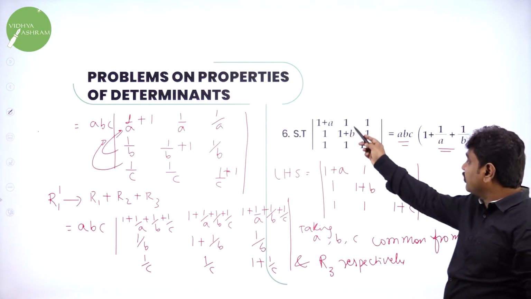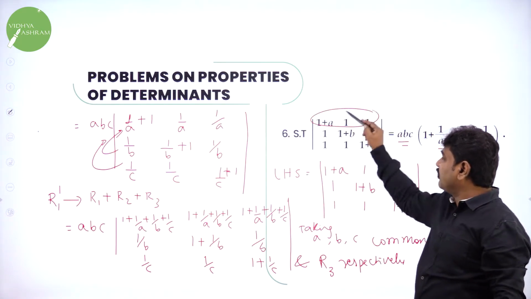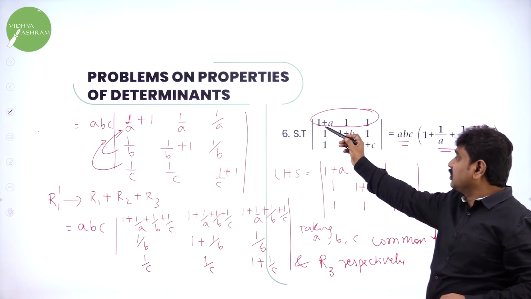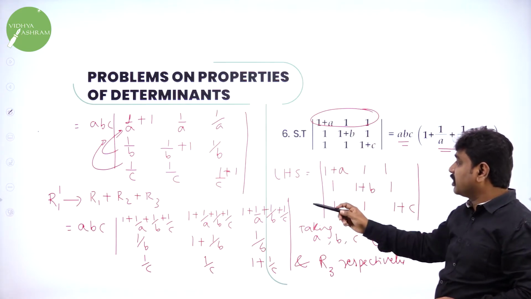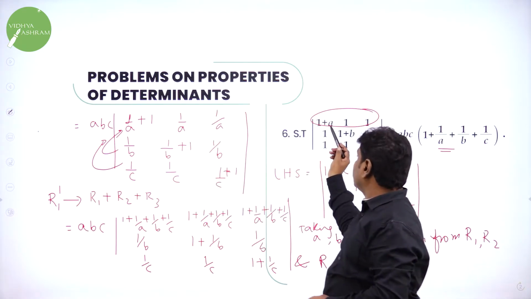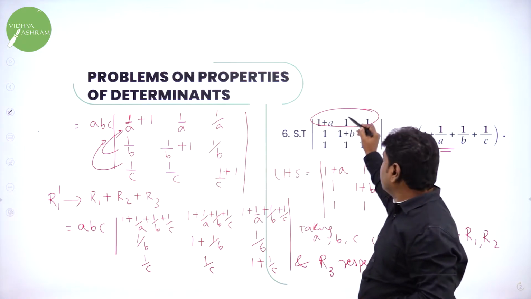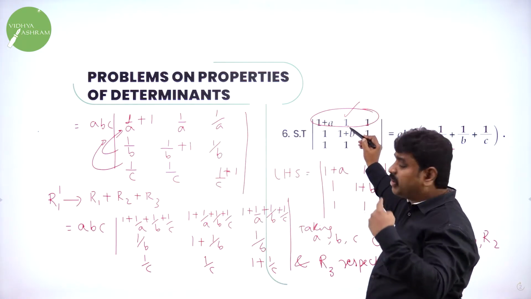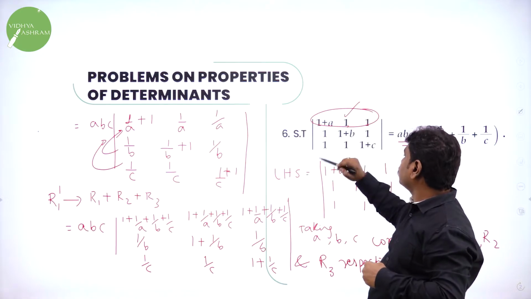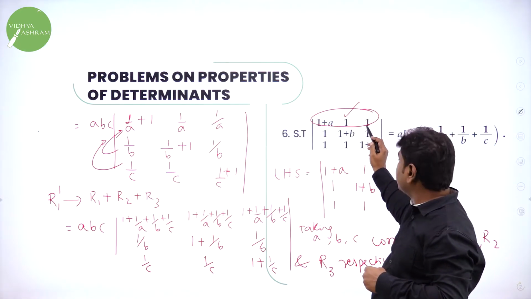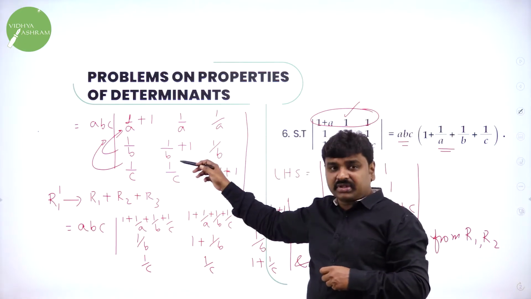When I take A common from the first row, here you can see in the first row we do not have A. But from this, if I take A common, this will become 1 by A, and this A is out, so it will become 1. Here we do not have A. If you take A common, it will become 1 by A. From here we do not have A. If you take A common, it will become 1 by A. Same thing we have done.